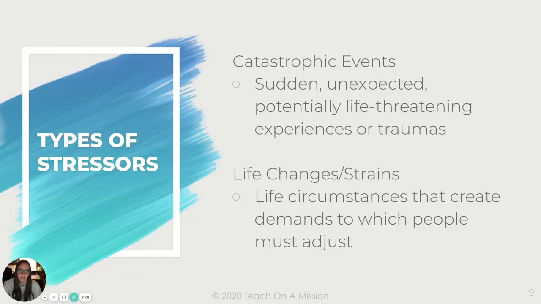We have our catastrophic events. These are things that are sudden, unexpected, potentially life-threatening experiences or traumas. I'm not going to start listing out intense traumas, but think about intense traumas. Those are catastrophic events. This could be the unexpected death of a person in your family. It could be beyond you as well, like potentially life-threatening experiences, COVID.